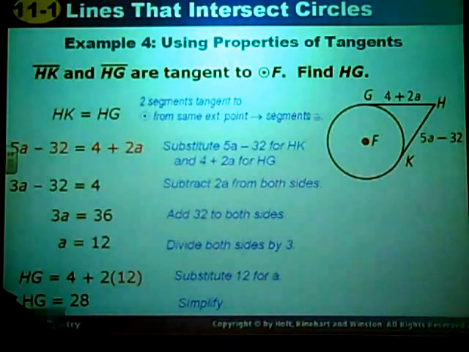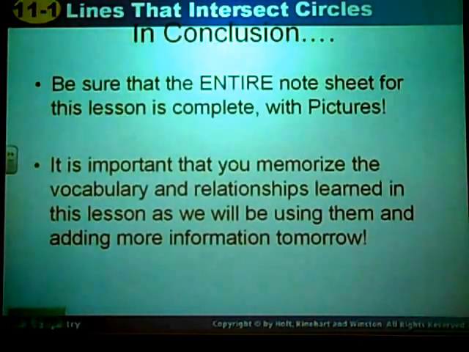You've done a check. So, in conclusion, make sure that entire note sheet for this lesson is complete with the pictures. And it's important that you memorize that vocabulary and those relationships because we're going to use them for the rest of the chapter. So, happy drawing and see you in class.